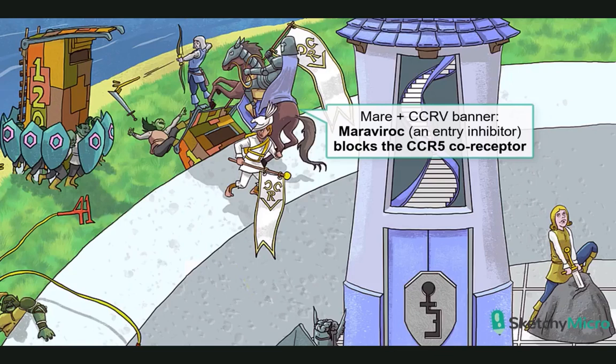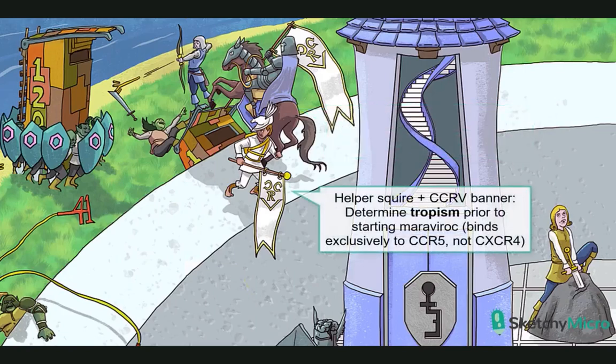Before the GP120 siege tower can bind, in comes Maraviroc, a brave knight on a rearing mare. Maraviroc binds to the CCR5 receptor, so we've drawn the knight brandishing the CCR5 banner as well. Side effects of Maraviroc include rash, fever, vomiting, and rarely, hepatotoxicity. Since Maraviroc binds exclusively to CCR5, not the CXCR4 receptor, the viral tropism should be determined before starting therapy. There are also some newer entry inhibitors that directly block GP120, so they have a broader spectrum of activity, but they're reserved for special cases.